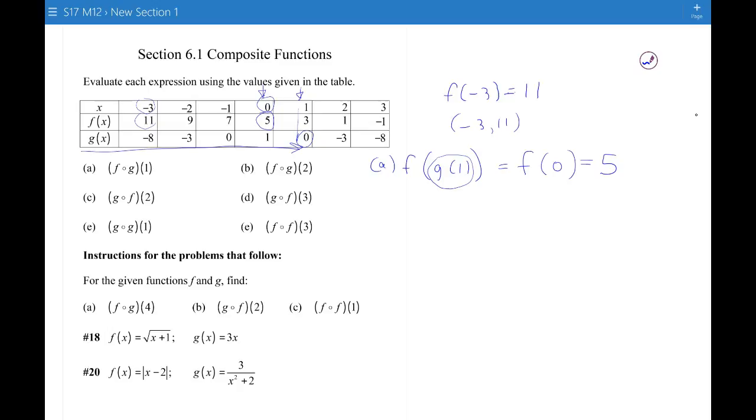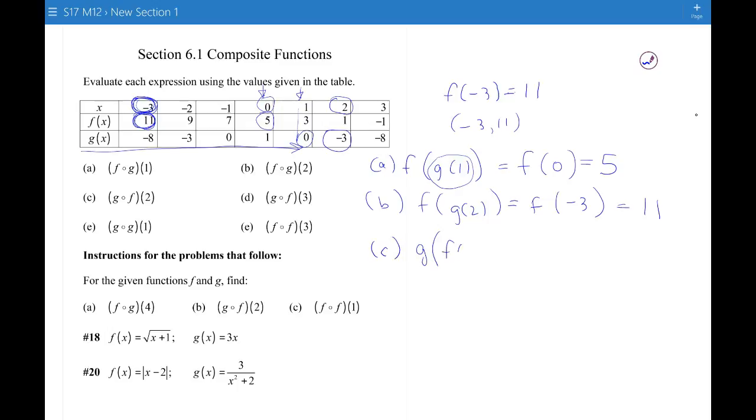Okay, so let's do a couple more and then we'll do some in class together too. So let's do B, f of g of 2. So g of 2, here's x is 2. Here's the value of g when x is 2. So this is f of negative 3. So now the input is negative 3. Here's the input of negative 3. And the f value when x is negative 3 is 11. Okay, so let's do one more and look for the patterns.